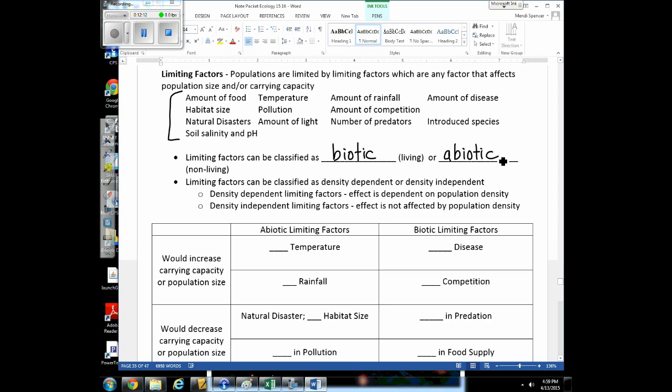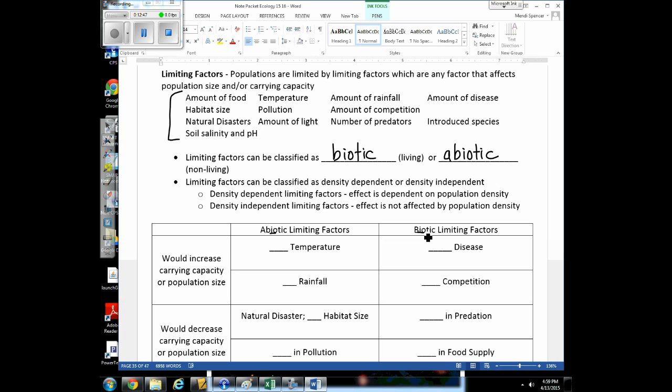You need to be able to look at the limiting factors and determine whether they're biotic limiting factors or abiotic limiting factors. I already have them listed here for you just to save time. Things like temperature, the amount of rainfall, natural disasters, habitat size, pollution, those things are considered abiotic. Those are non-living limiting factors. Whereas disease, which is caused by fungi and bacteria, those are considered living things, so they're biotic factors. Competition is talking about other organisms, so again, living factors. Predation and food supply, food's considered living.